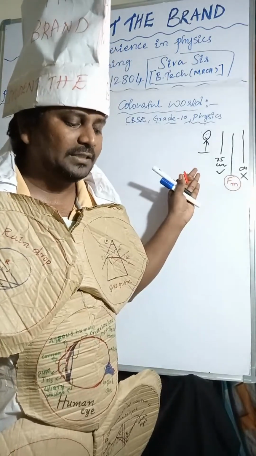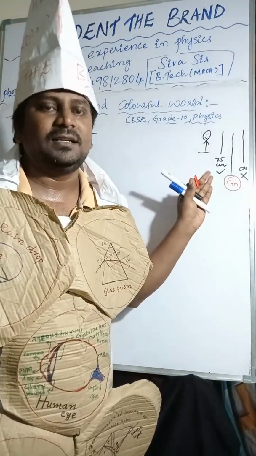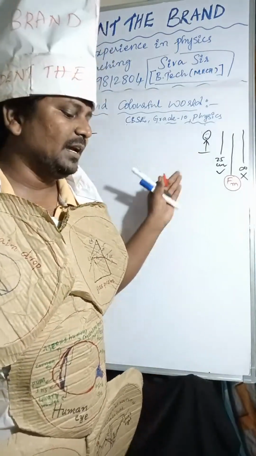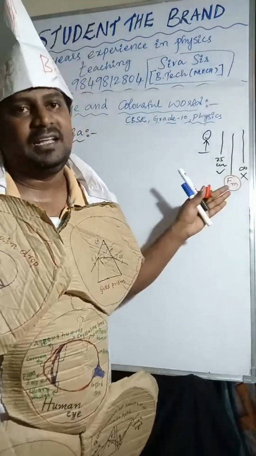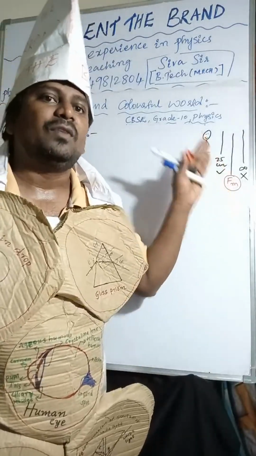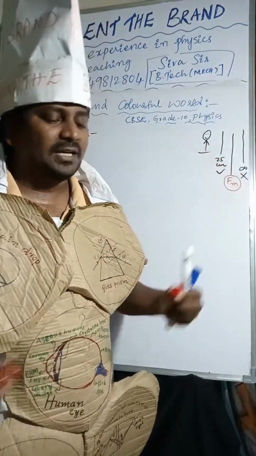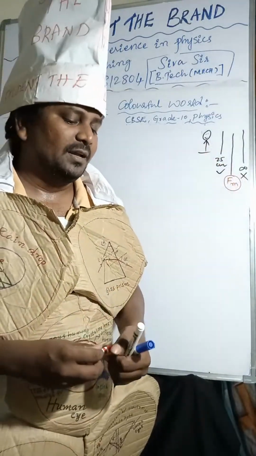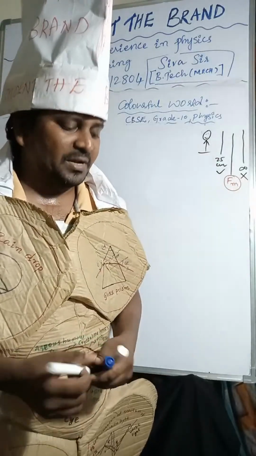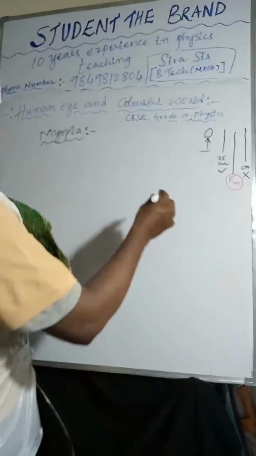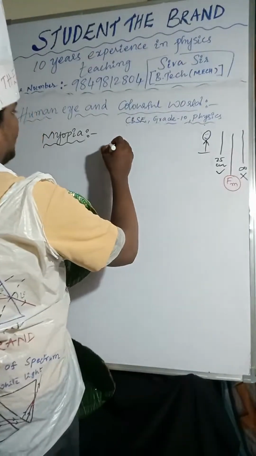For a myopic person, the far point is less than infinity. I'll draw the diagram so you can observe.